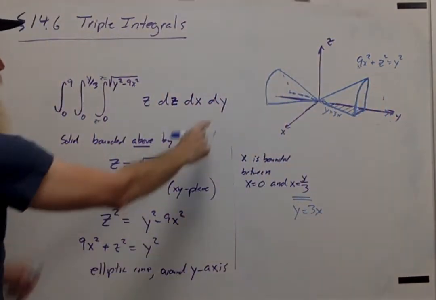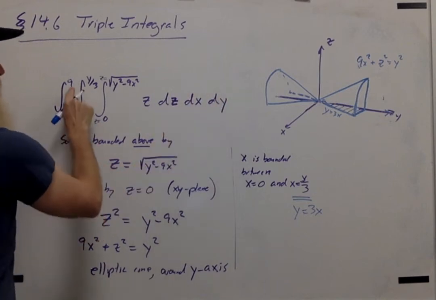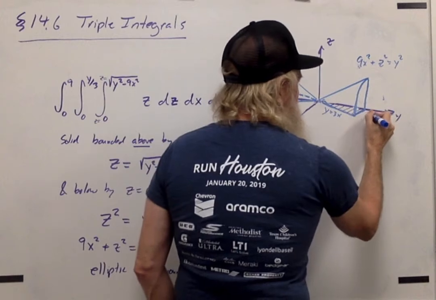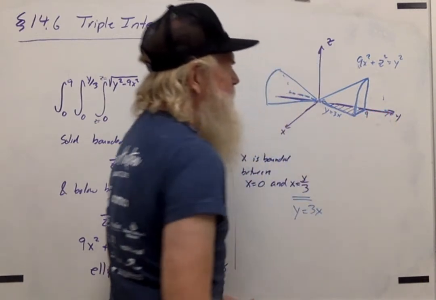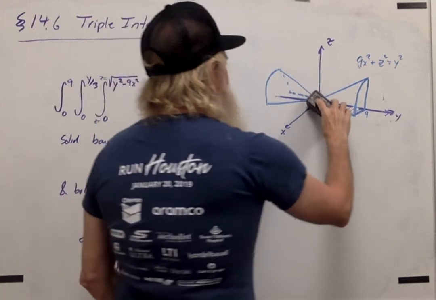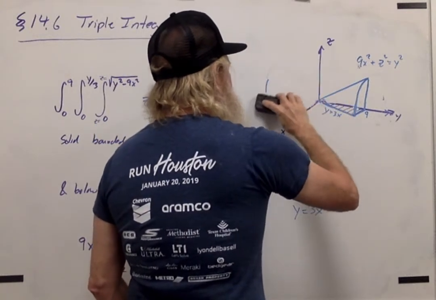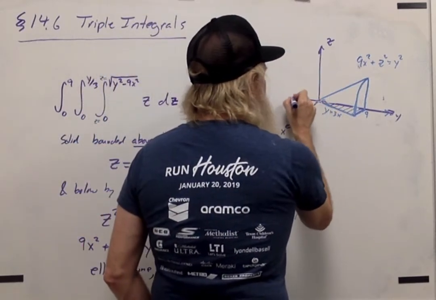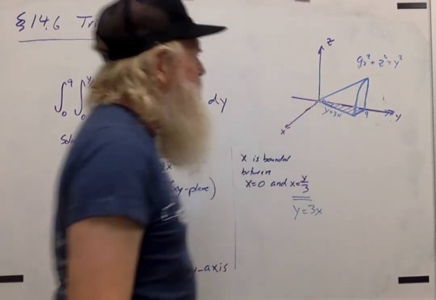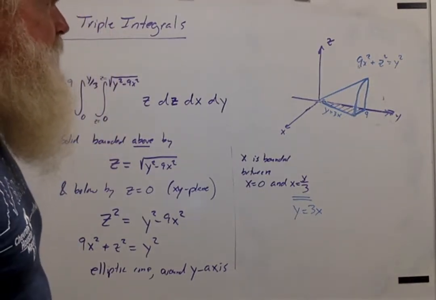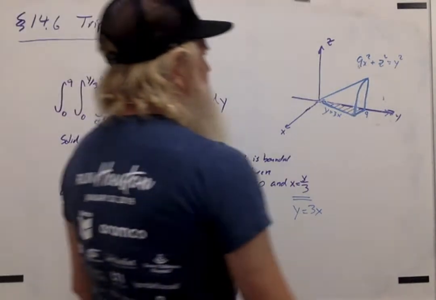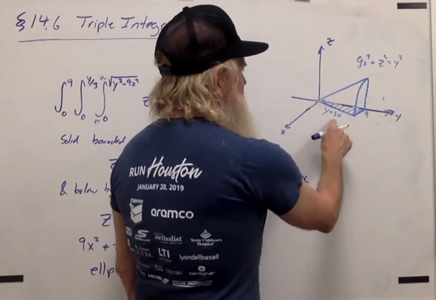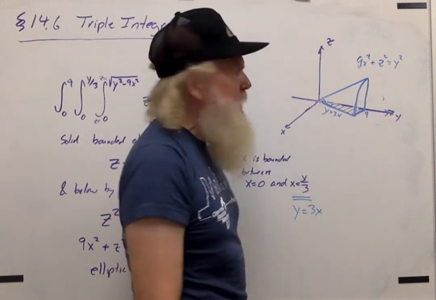And last of all, notice that y stays between 0 and 9. So y equals 0 is back at the origin, and y equals 9 is going to be along the positive y-axis. So that tells us that we don't care about any of this part back here. So with that analysis, I think that we have a pretty good idea of the shape we're working on. It's going to be about 1/4 of a solid half cone, and it's going to be the portion which lies in the first octant.